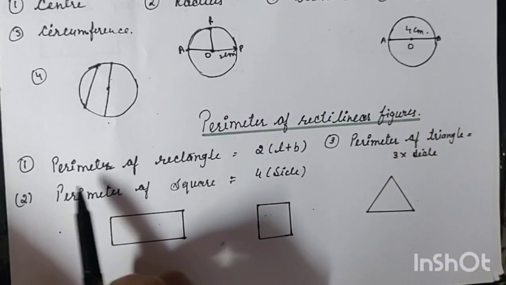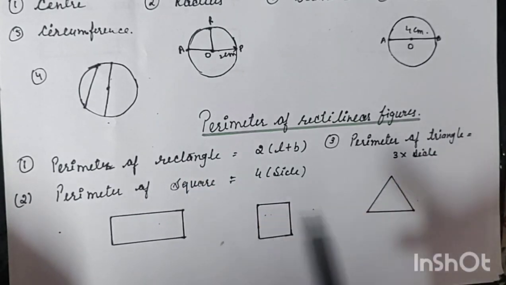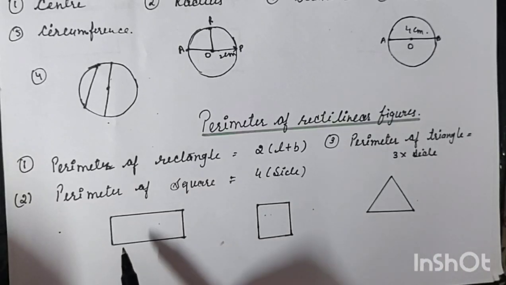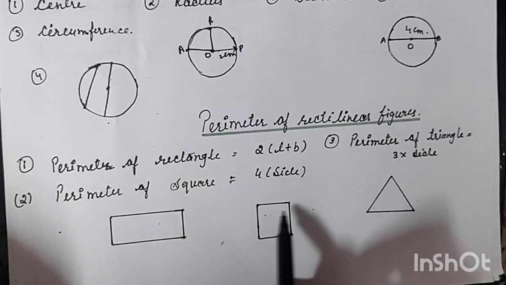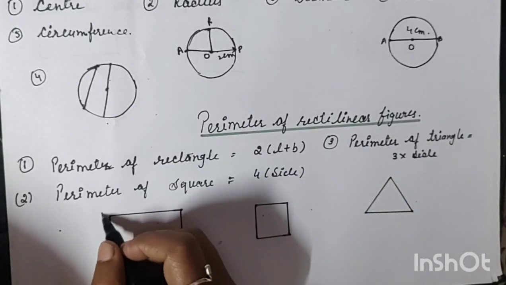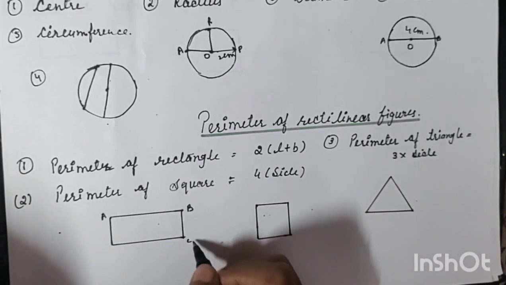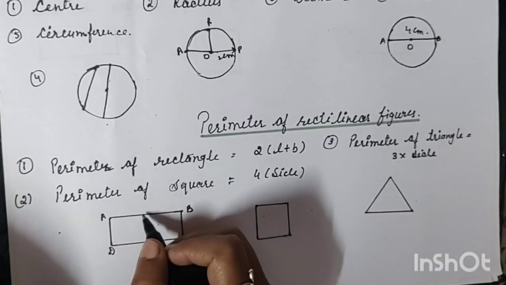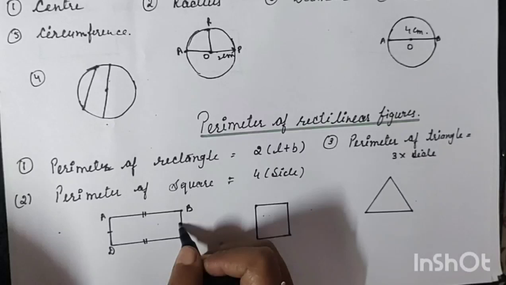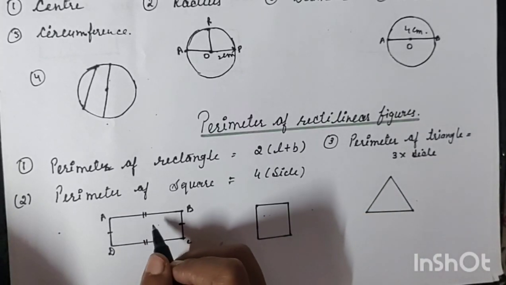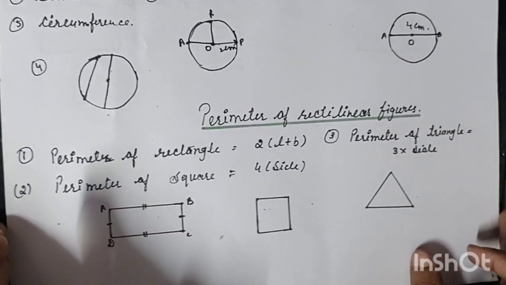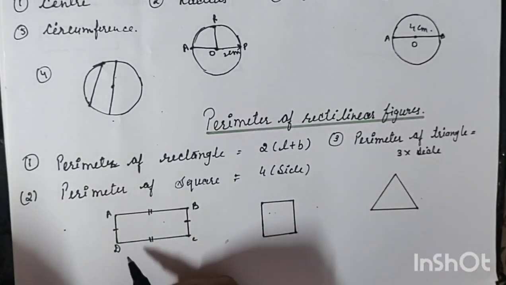Okay, perimeter of a rectangle, perimeter of a square, and perimeter of a triangle. First of all, we should know what rectangles, squares, and triangles are. This is your rectangle. We can give it any name, A, B, C, D. AB must be equal to DC, and the angles should be 90 degrees. This type of figure is known as a rectangle.